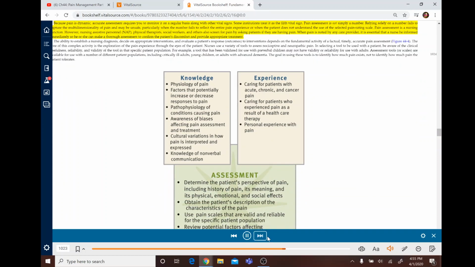Because pain is dynamic, accurate assessment requires you to monitor it on a regular basis along with other vital signs. Some institutions treat it as the fifth vital sign. Pain assessment is not simply a number.